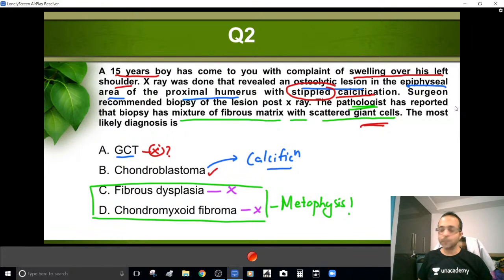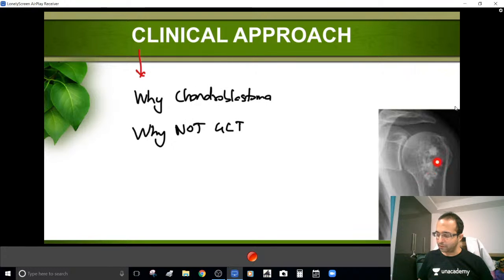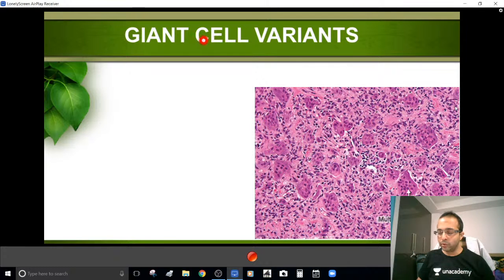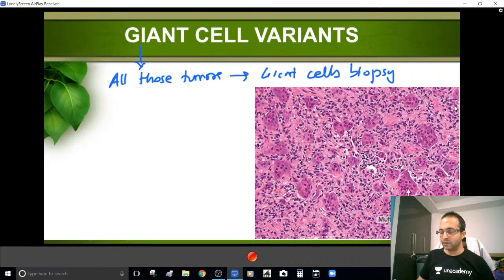because giant cells are classical of GCT. So what I'll do for this, so this is the X-ray, that's stippled calcification in the proximal humerus for the same patient. So what I'm going to do for this, I'm going to think about the giant cell variants. So what are basically giant cell variants? All those tumors that have giant cells on biopsy. So I'm just going to track down this list, and if chondroblastoma fits into the list, that means the answer is chondroblastoma. So if you go through this list where you find giant cells on the biopsy, right? Look at this biopsy, look at this cell, multiple nuclei. So that's what a giant cell looks like.